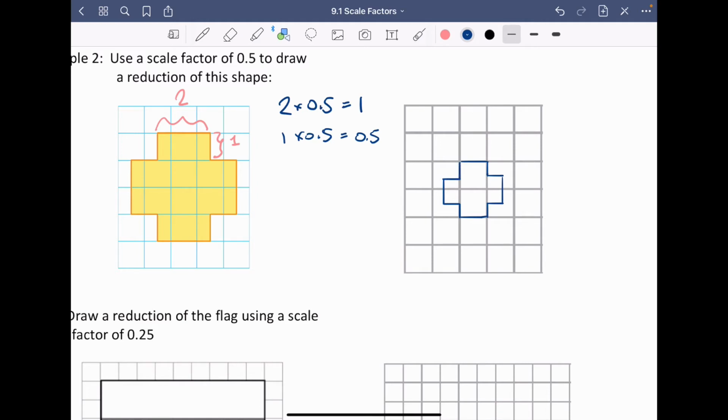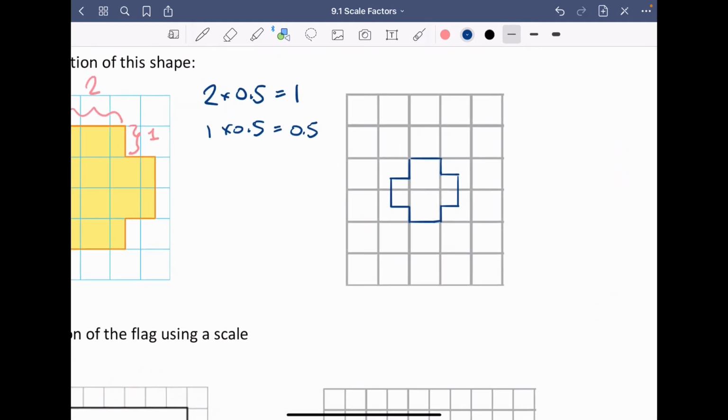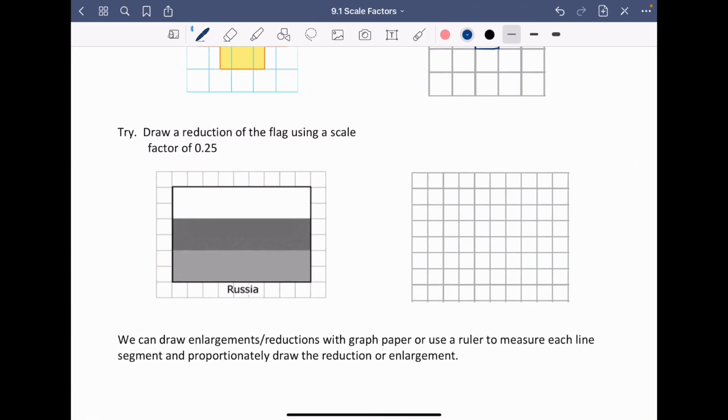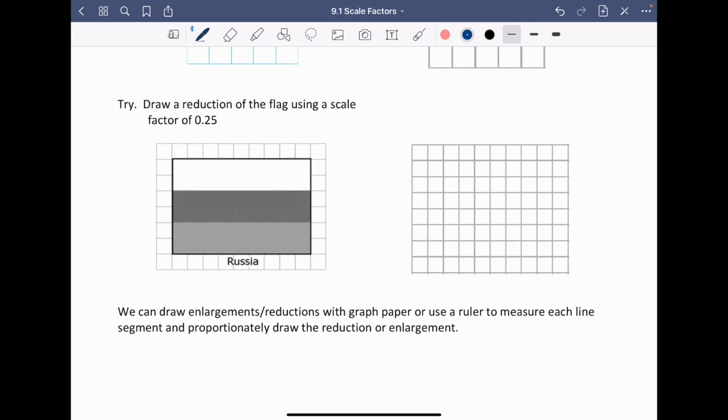Okay. So this is roughly what my new reduced diagram will look like. Okay, next one. Draw the flag of Russia using a scale factor of 0.25. Okay, so let's see.